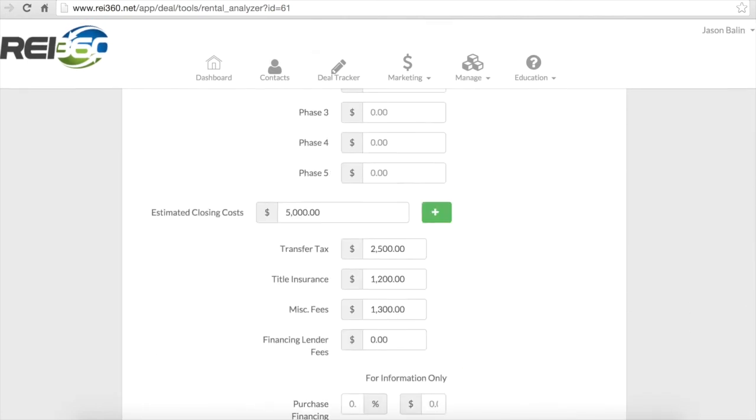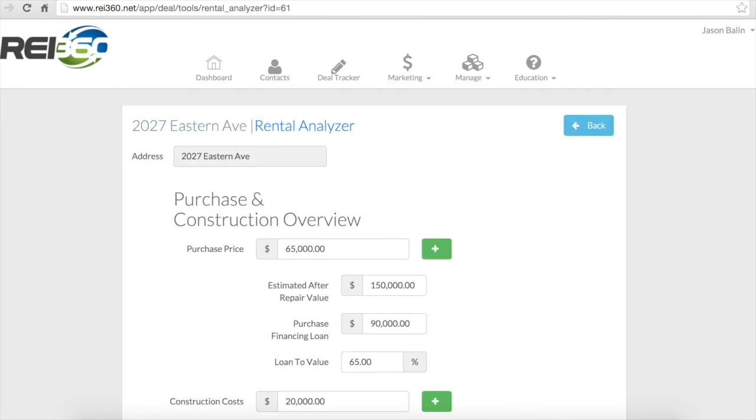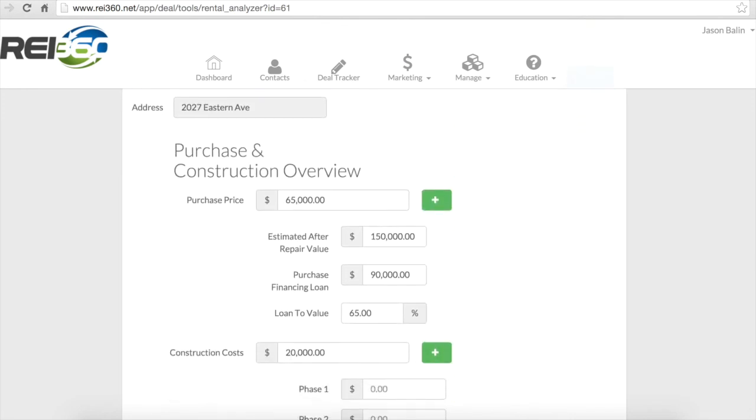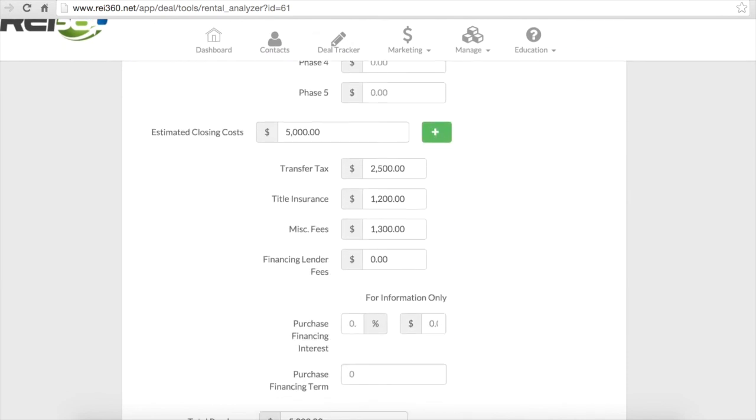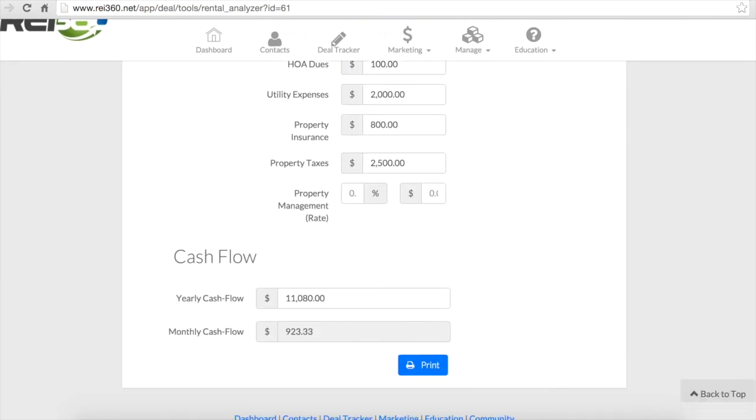Check out the software at REI 360 inside the Deal Tracker Rental Property Analyzer. It's the best way that myself and our team goes through all our rentals just to see where we're at, just to have everything. We print them out and we run reports, and we go from there.